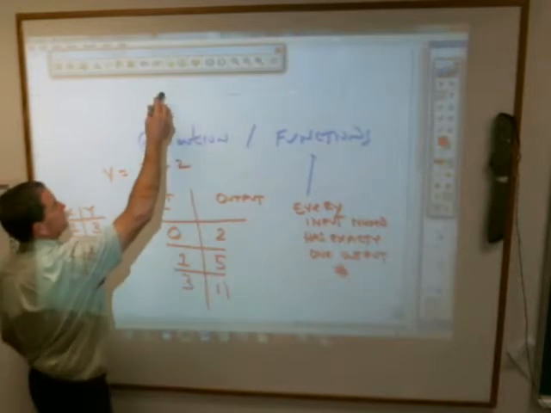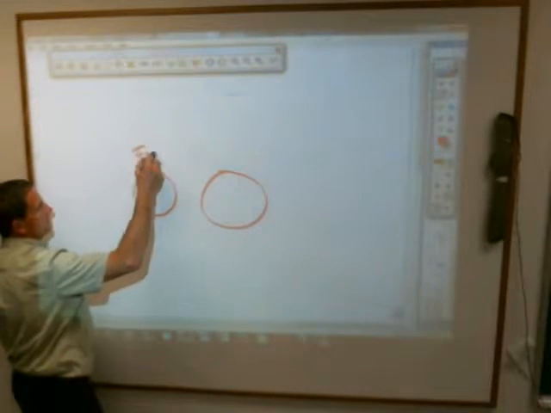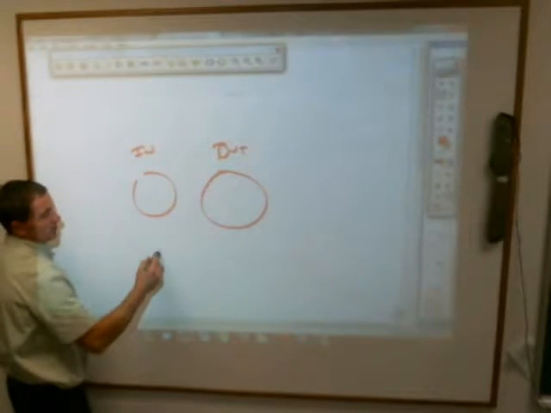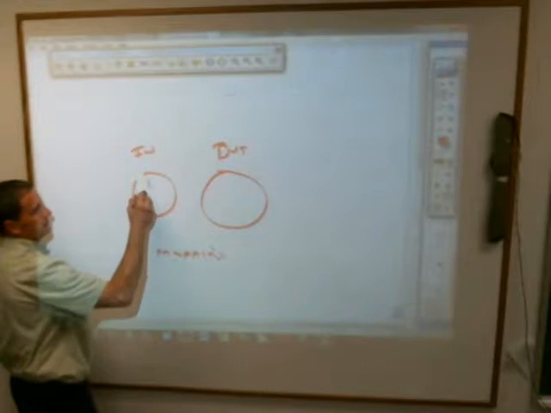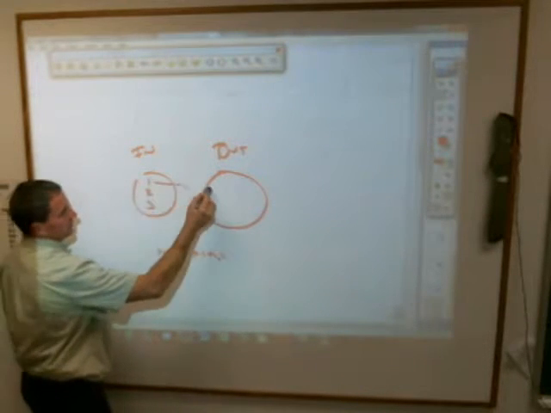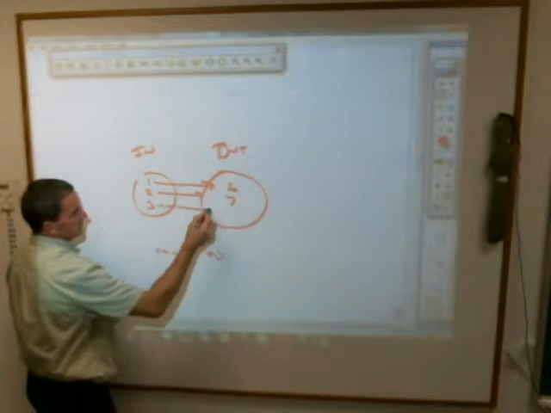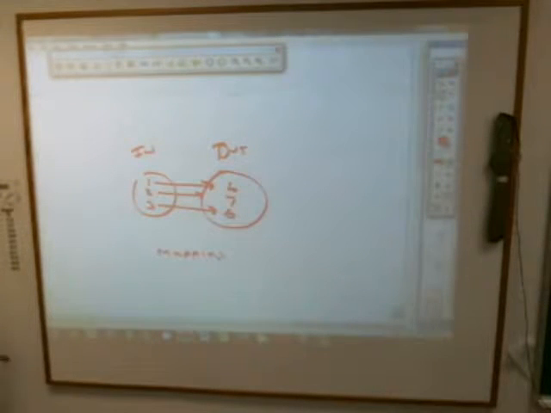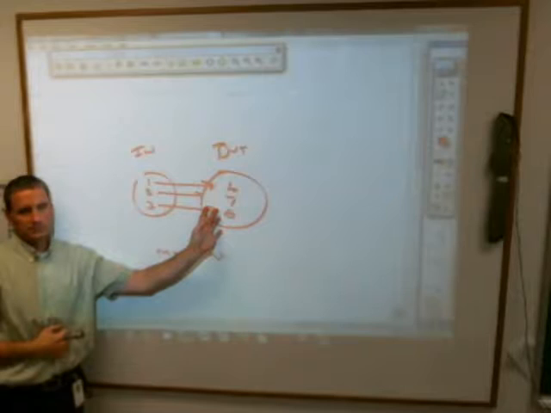A lot of times we drew circles that look like this. You remember this from last year probably. You've got your input and your output, and this is called a mapping, where you have 1, 2, and 3, and then this arrow would go to a 6, this would go to a 7, and this would maybe go to an 8. That would be a function because for every input number you get just one answer out of it.